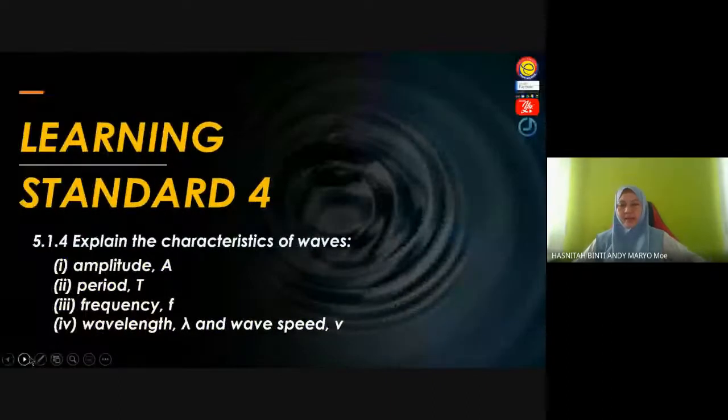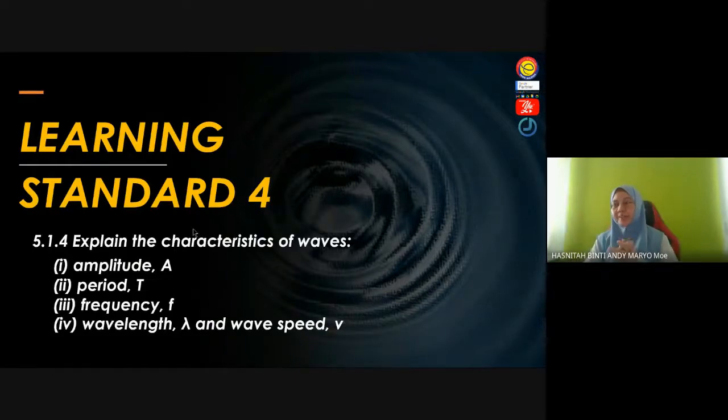Learning standard 4. In learning standard 4, each and every one of you must know how to explain the characteristics of wave, or the properties of wave, according to these aspects. First, what is amplitude? What does period refer to? What is frequency? How to find the frequency of a wave? And then what is wavelength, which is represented by lambda, and how to calculate wave speed, represented by V.